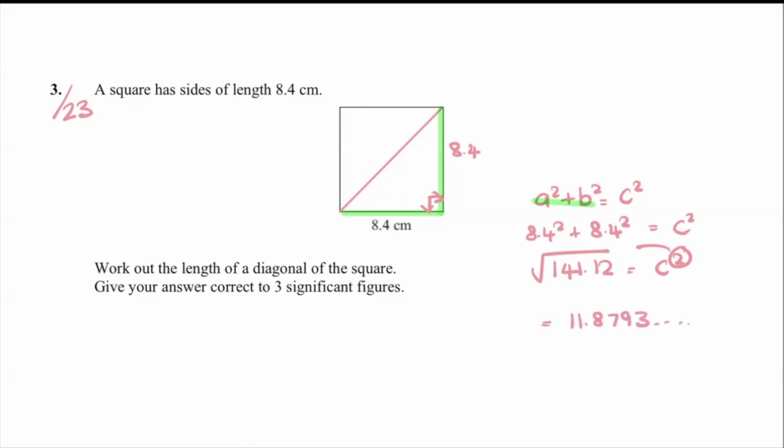Now, it wants it correct to 3 significant figures, so it means it's going to get cut here. And the 7 is 5 or more, to give a final answer of 11.9.